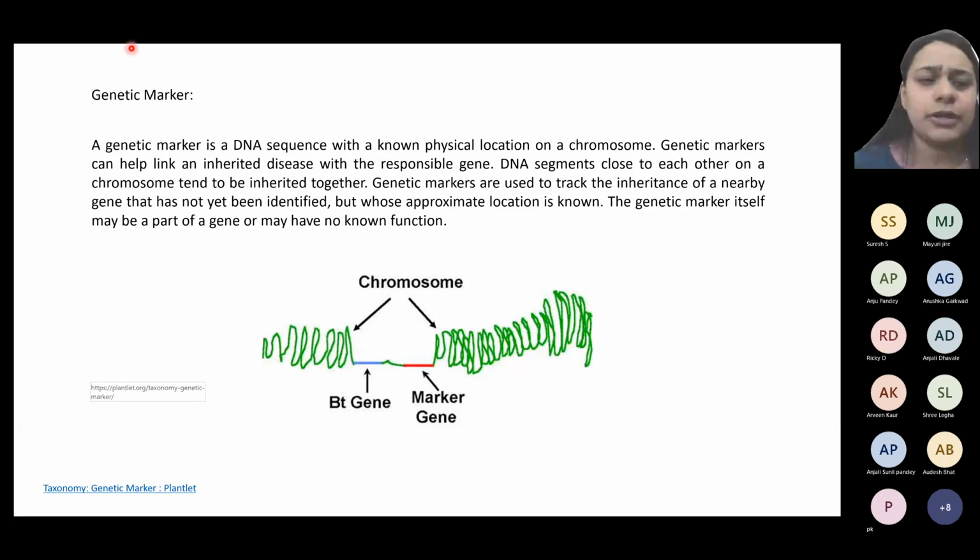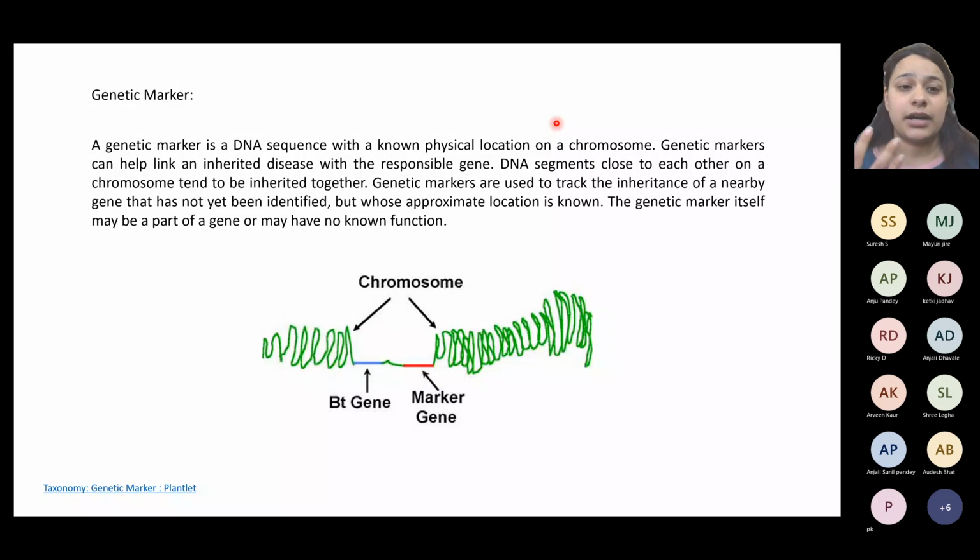Hello. So what is a genetic marker? It is a DNA sequence with a known physical location on a chromosome. This is the first characteristic of a genetic marker: the physical location of this particular marker on a chromosome is already known, right? That is why it will act as a marker.